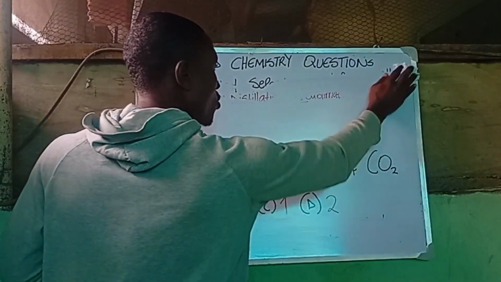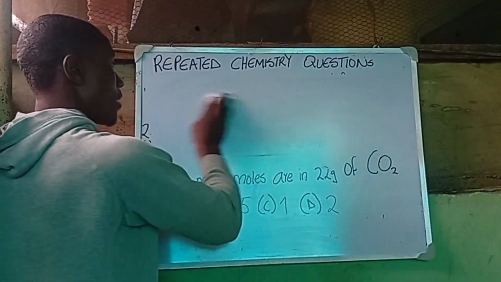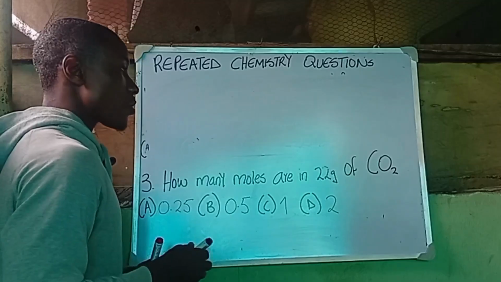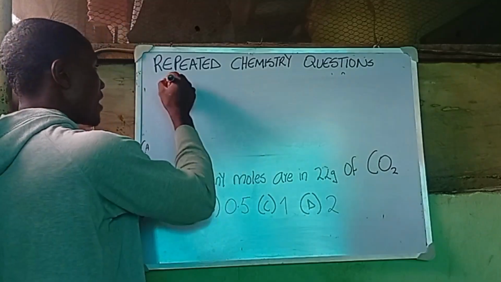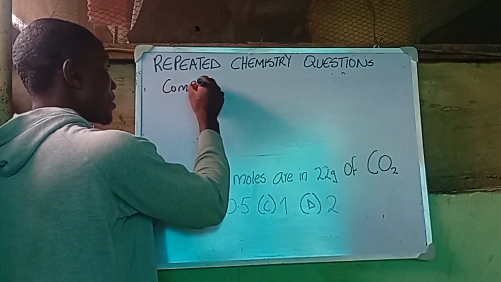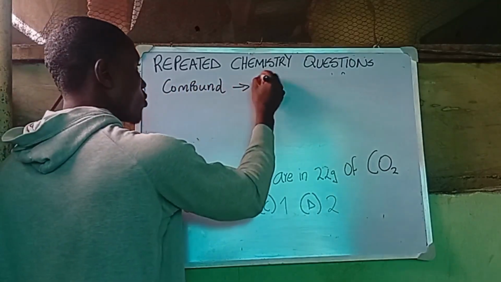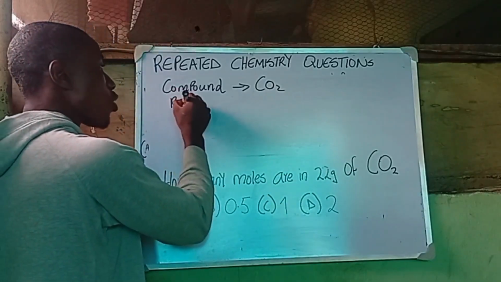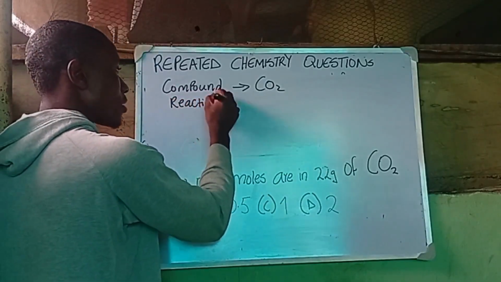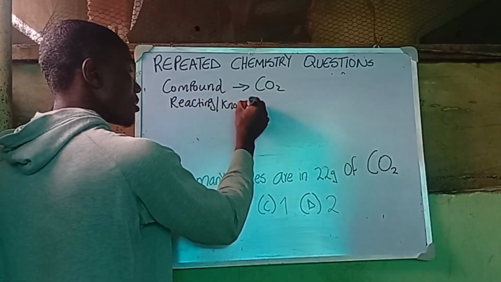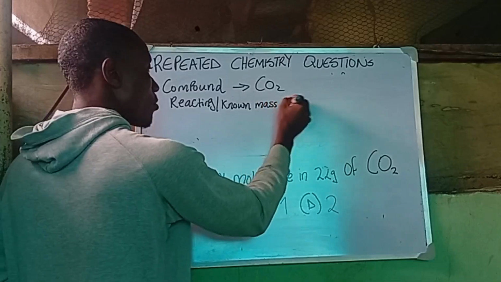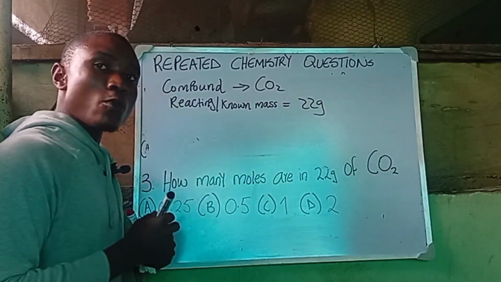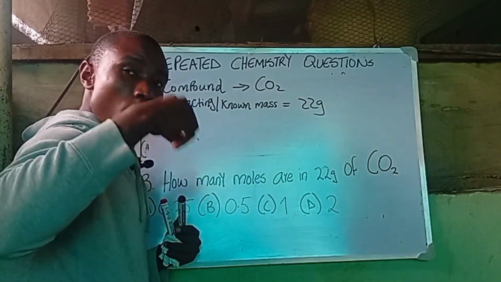Right? You have to first of all know the formula you need to apply when it comes to solving this. How many moles are in 22 grams of CO2? So first of all, we have the compound. Our compound there is carbon dioxide, which is CO2, and we have the reacting or known mass to be 22 grams. And when we say calculation of moles, when you know your known mass, right?